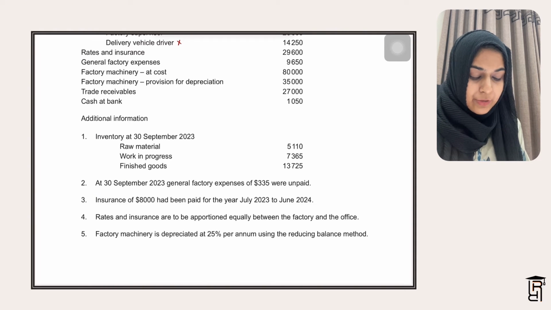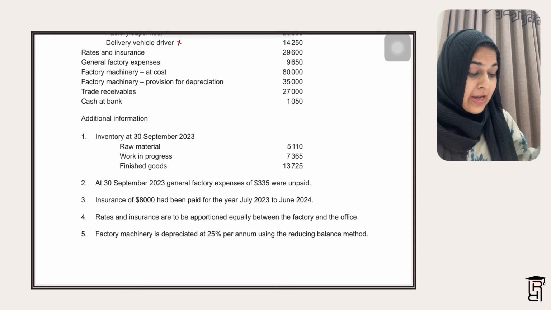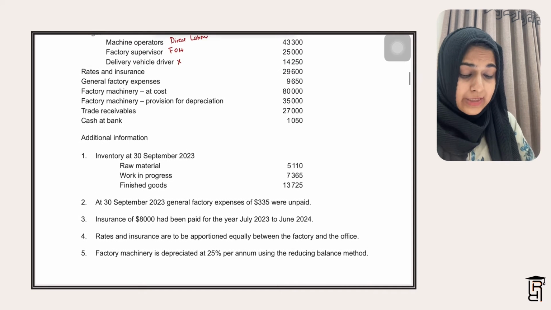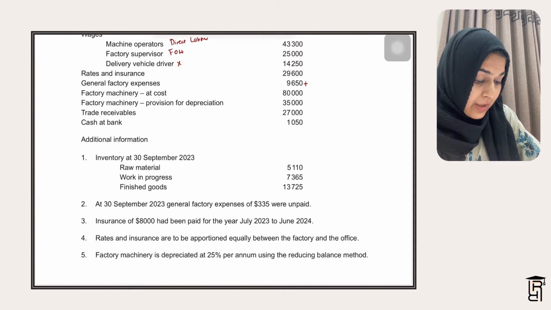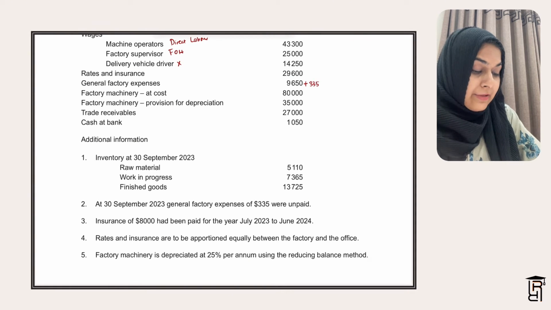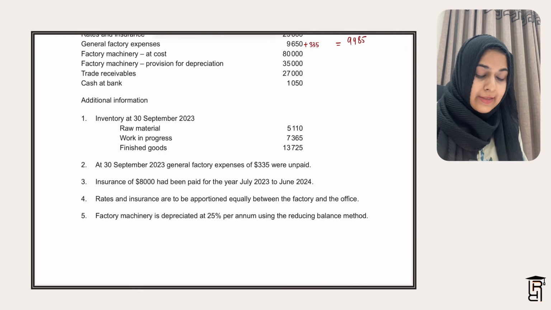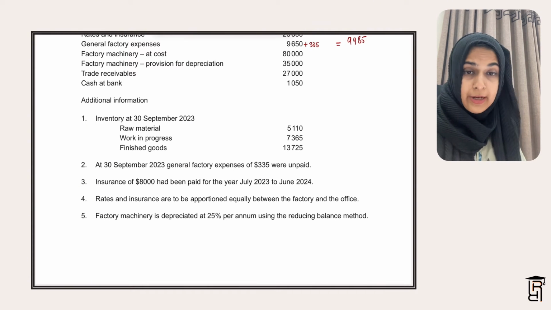At 30th September 2023, factory general expenses of 335 were unpaid. Unpaid means owing. Owing is always added. So we add this to factory general expenses, 9650 plus 335. So the factory general expenses will be 9985 here. So we write here 9985. Okay, then they're saying insurance of 8,000 had been paid for the year from July 2023 to June 2024.